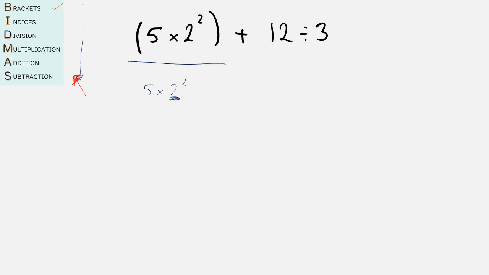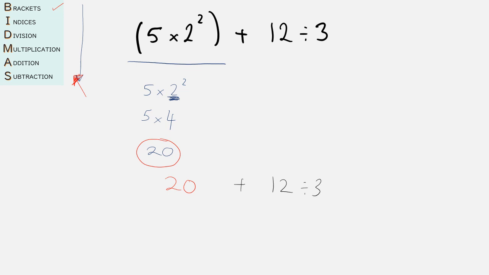So 2 squared is 4. I'm going to change that bit. Everything else stays the same. And now I've got 5 times 4, which is 20. So the brackets part here, I eventually got 20. Let's fill that in now: 20, and the rest of the question stays the same.